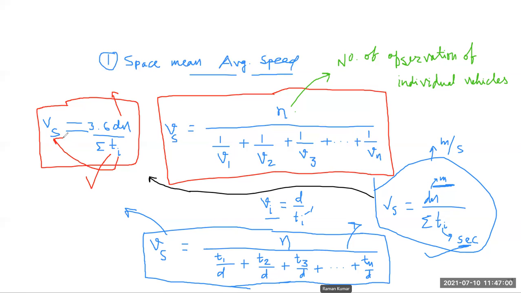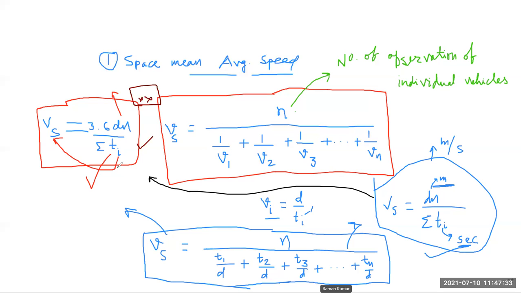So for space mean average speed, we found the formulas which will be useful in your exam. You must remember these formulas, this formula is very important. Vs is equal to 3.6 by summation of Ti. Have you heard this formula? No, sir, not before. Okay.